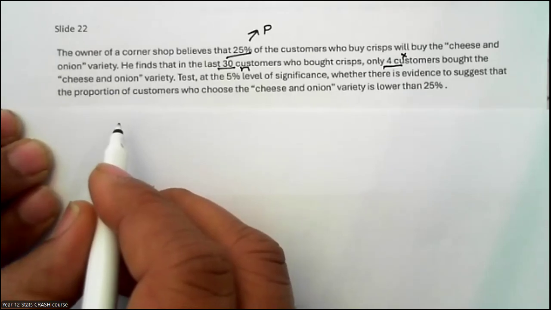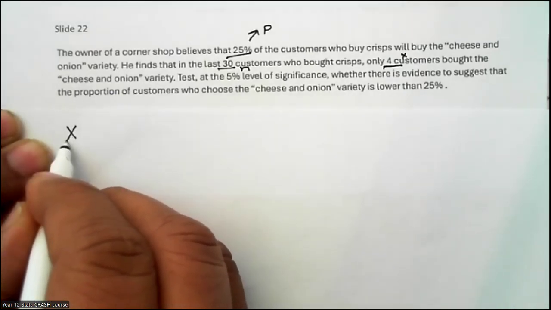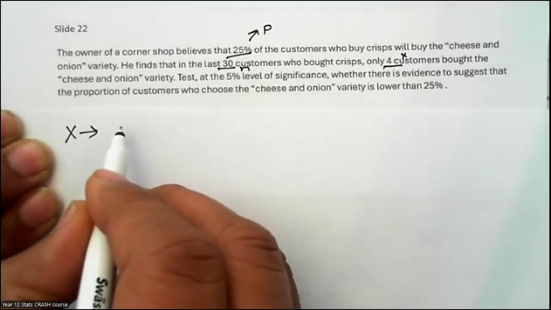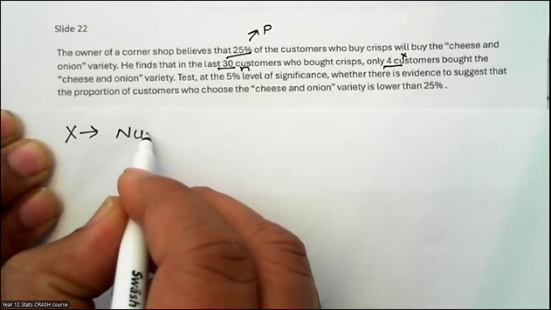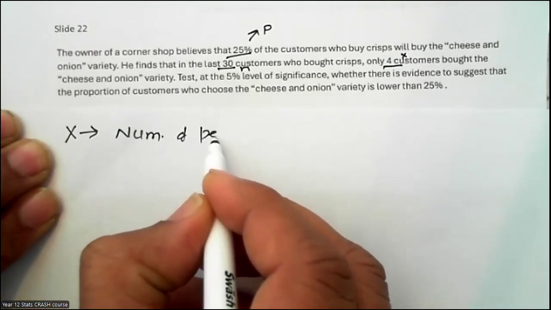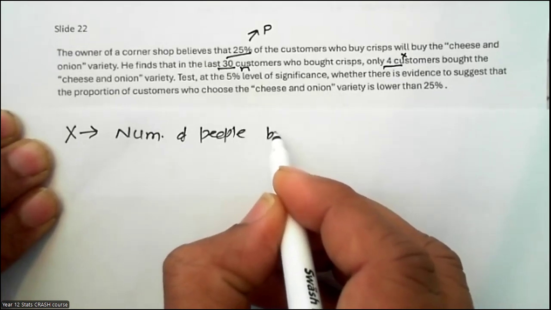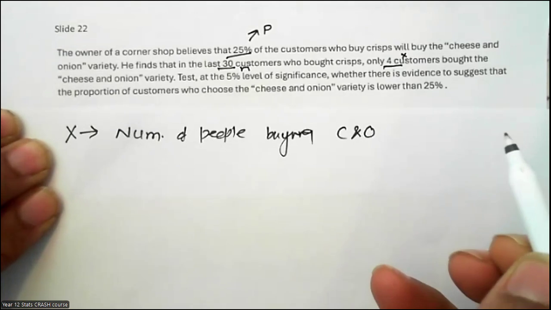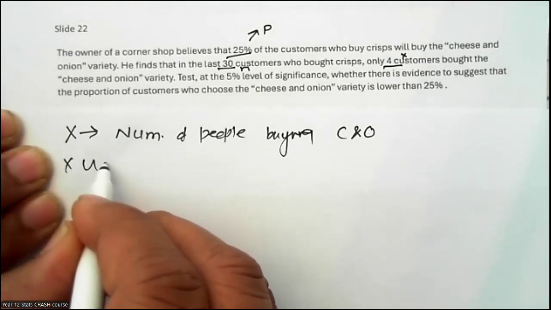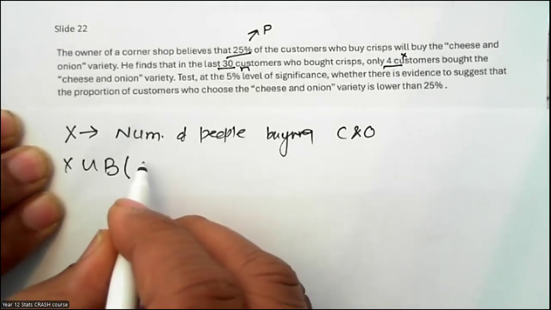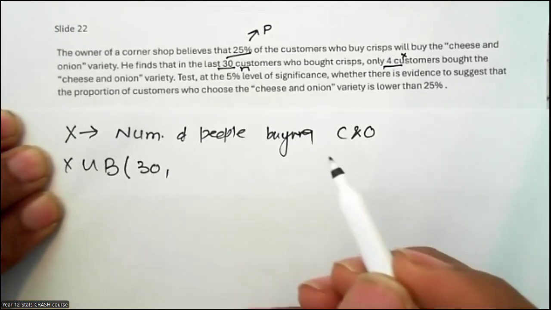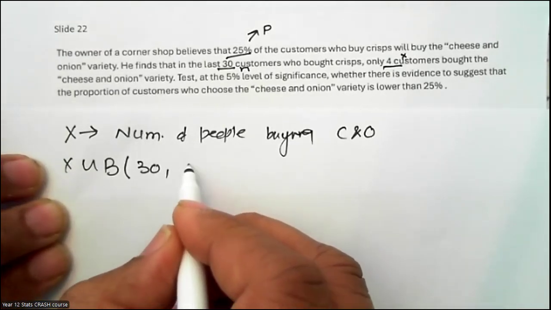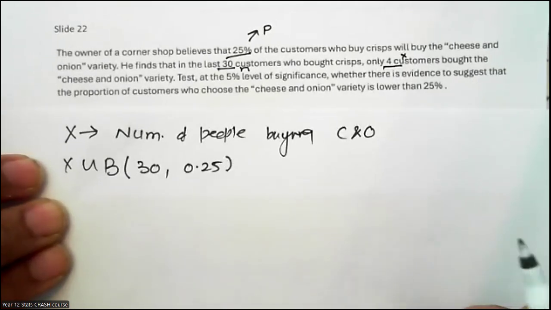Step 1 is we write down our test statistic. X is the number of people buying cheese and onion crisps. Okay, so X is binomially distributed and the sample size is 30, and we assume the probability which he claims is true, so 0.25.